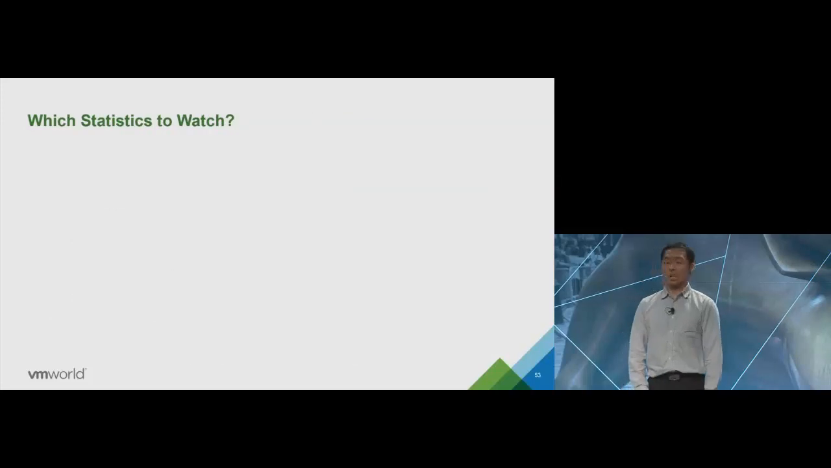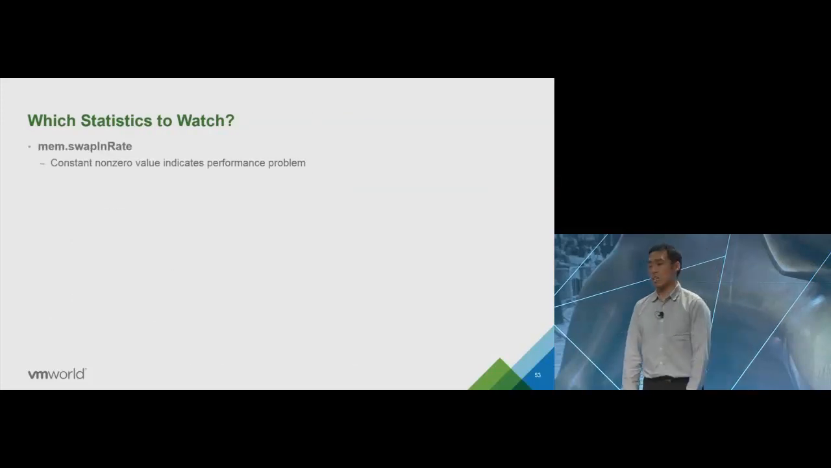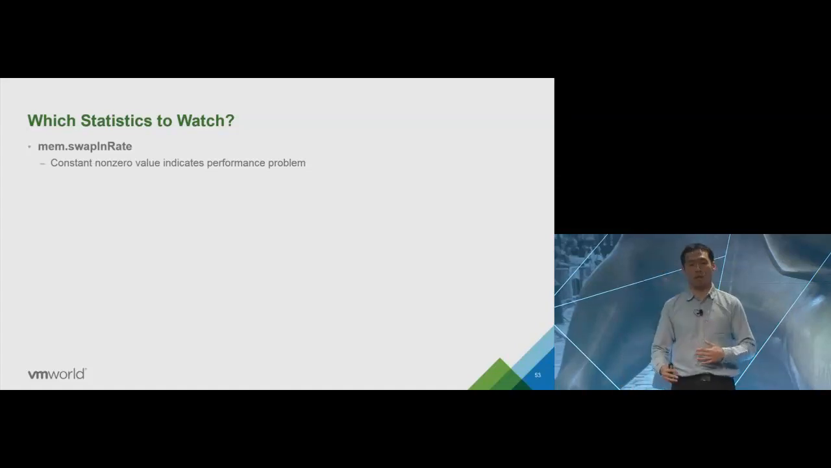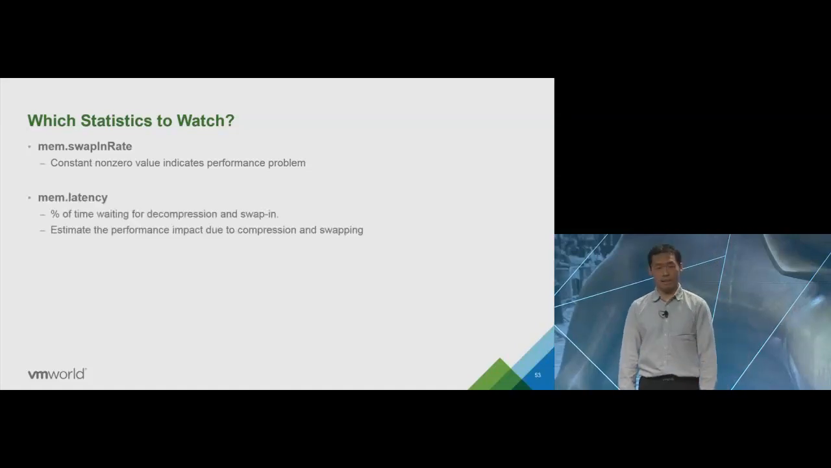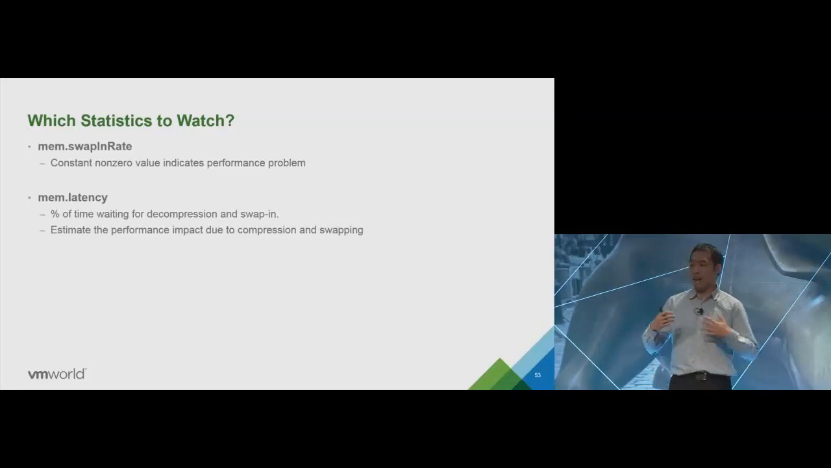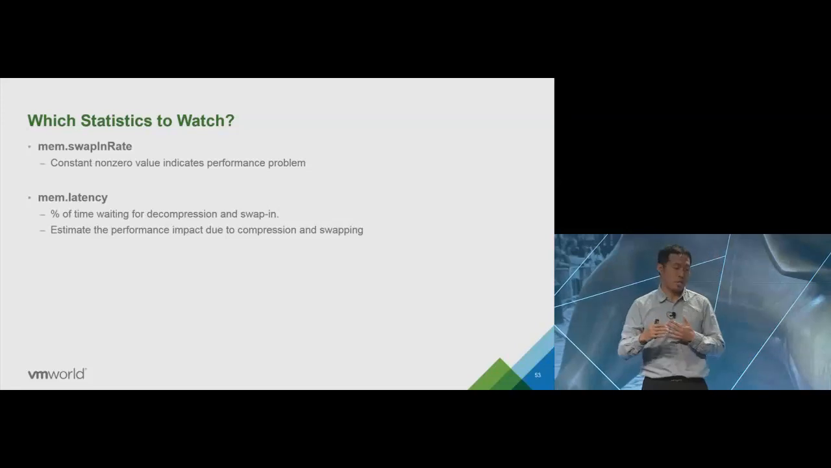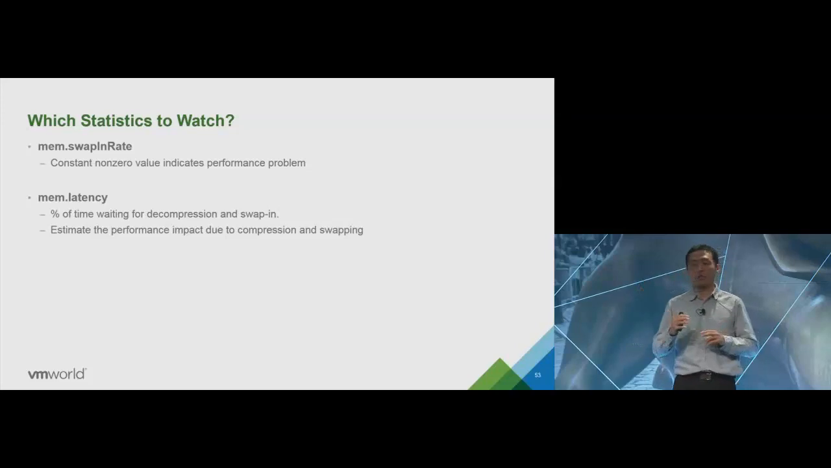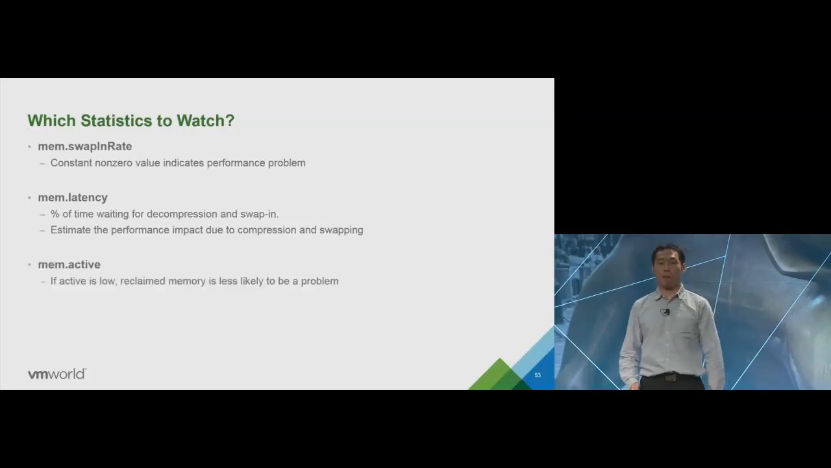Then what are the counters to look at? The first counter is the swapping rate. If your host shows a constant swapping rate, it indicates your host has a performance problem. The second counter is latency, which shows the percentage of time, from the VM kernel's perspective, that the VM kernel waits for memory decompression and swapping to finish. This roughly estimates the performance impact due to memory compression or host swapping. If your VM shows a high latency value, it indicates your VM will have a performance problem.